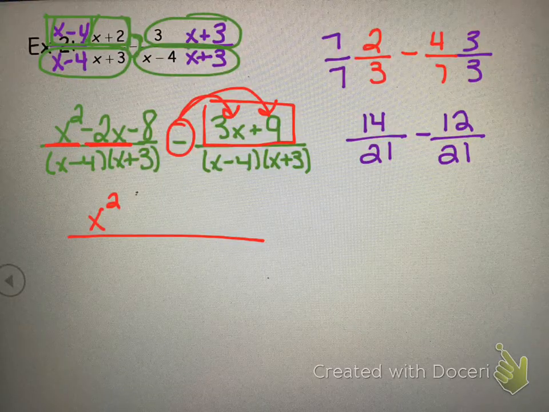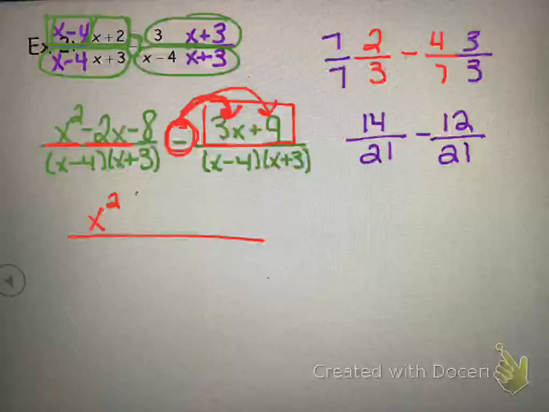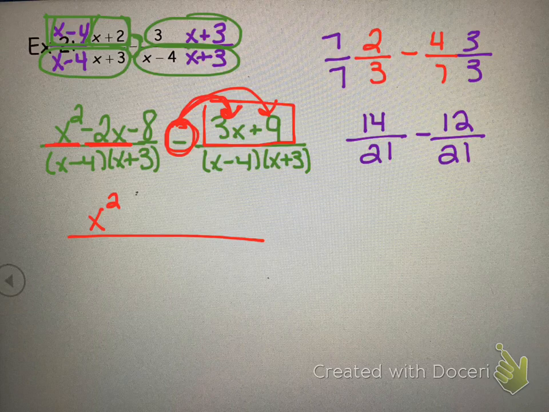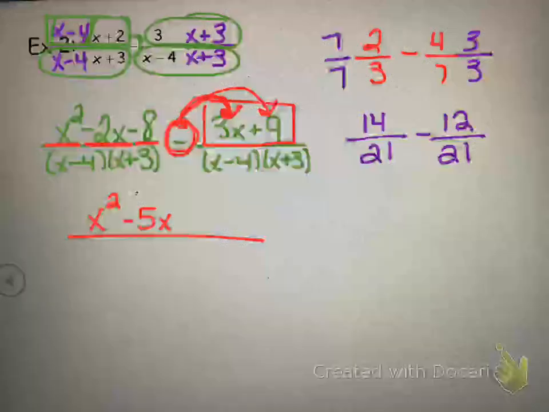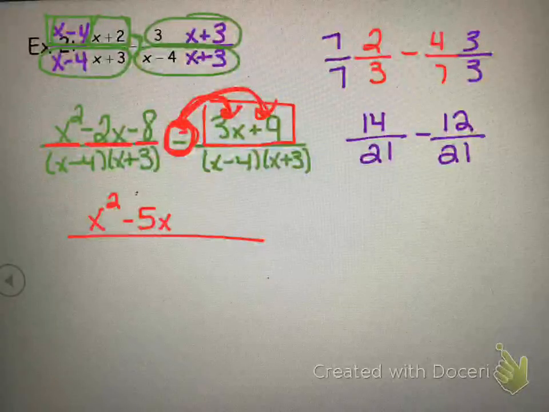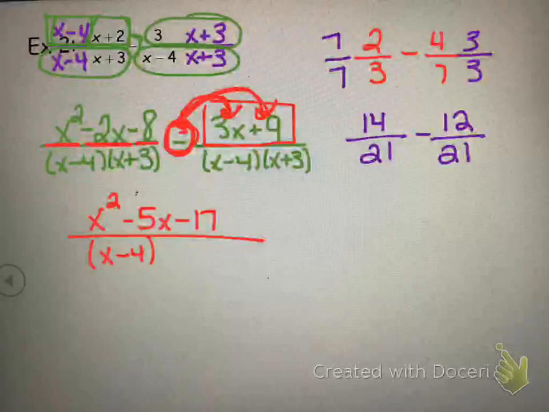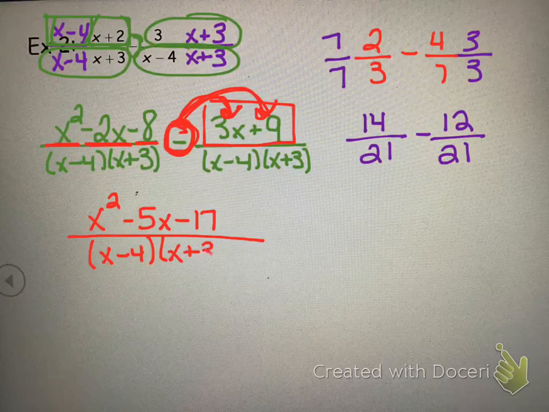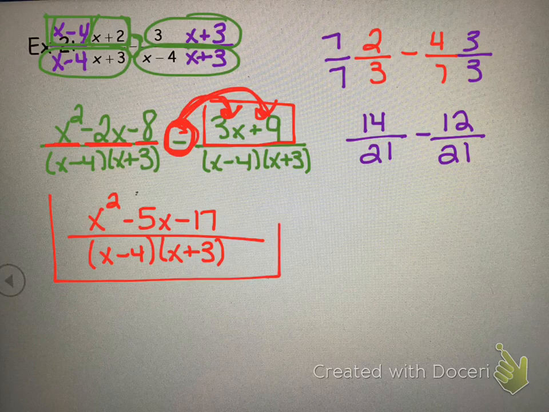Then right here we have the minus 2x, and then we are subtracting this 3x right there. So we do end up with minus 5x. And then we have this minus 8 right here, and then we are subtracting the 9. That's right there, so we do end up with minus 17 over our LCD of x minus 4 times x plus 3. Okay, and this is our final answer.